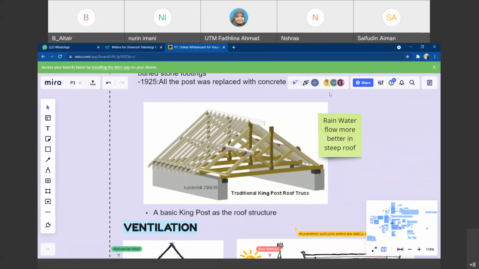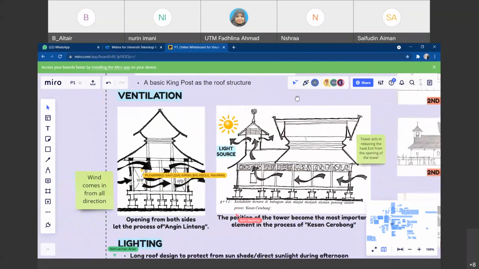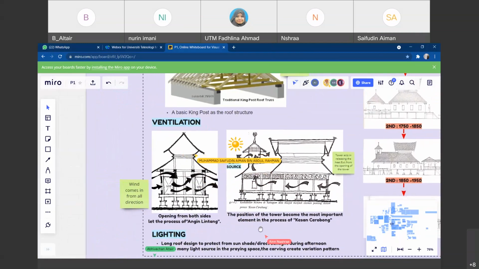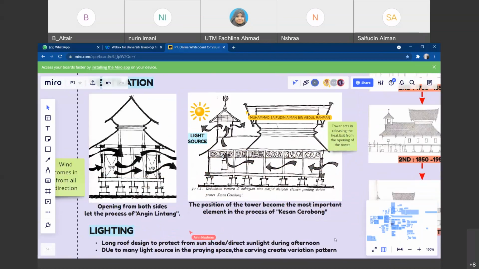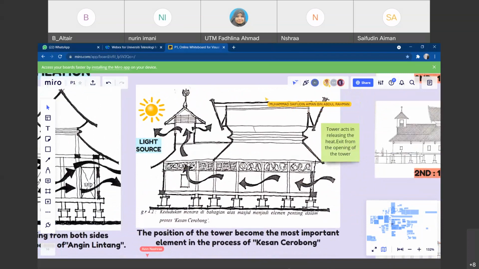I will explain about the ventilation. For the ventilation of this mosque, the openings, as you can see here, were opened on both sides to have the process of angin lintang. So as you can see here, the wind comes in from all directions. Let's see the right picture. The reason the tower was included in the design is to allow the process of kesan cerobong. Kesan cerobong is when the wind comes in, all the trapped heat is released through one hole. That's what is called kesan cerobong. It's like a chimney.